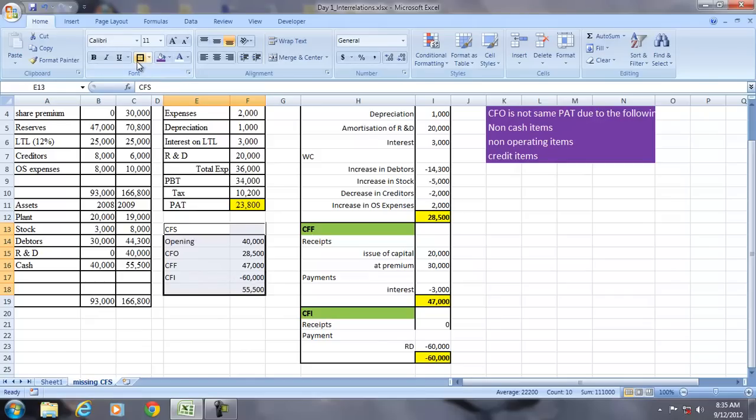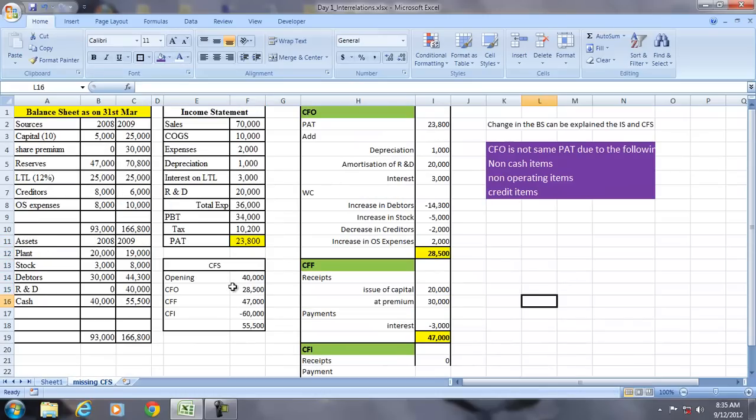So the cash flow statement has been prepared by seeing the interrelationship between the income statement, the balance sheet, and the cash flow statement. Whenever two balance sheets and the income statement are given, it is possible to determine the various cash flows. The various cash flows are the CFO, CFI, and CFF. The CFO is an adjusted PAT, adjusted for non-cash items, non-operating items, and the credit items.